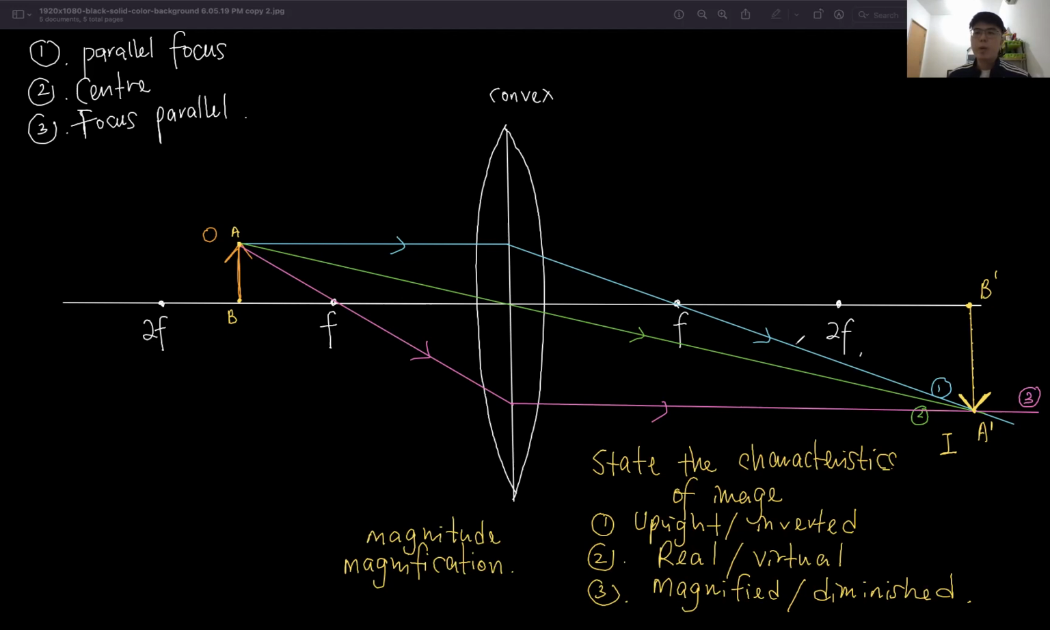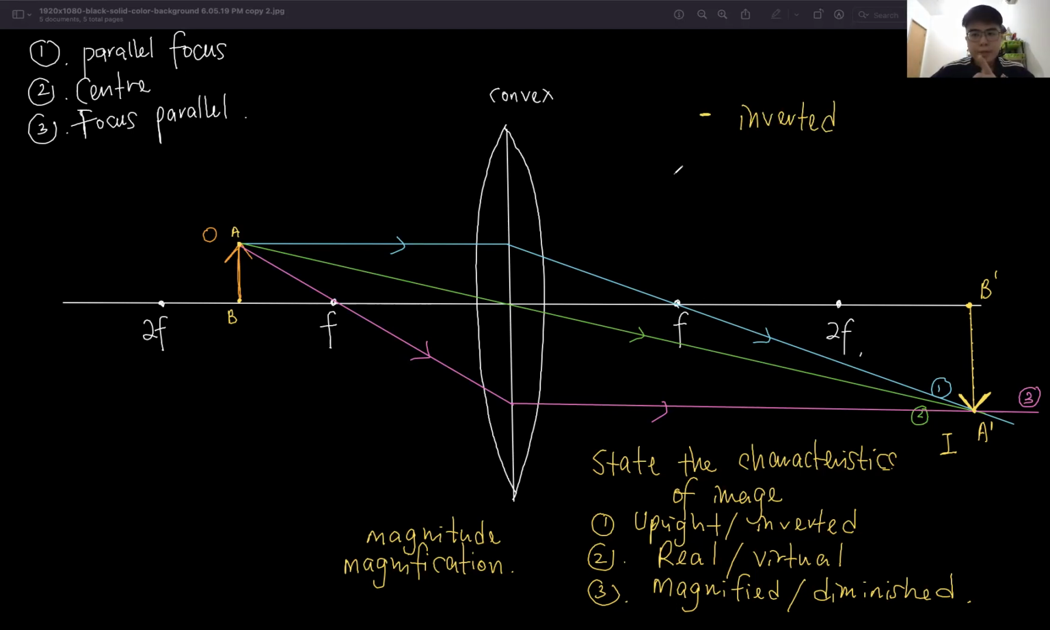Okay, how do we know whether it is upright or inverted? Just look at the diagram. If it's below the principal axis, then it's inverted. So this is inverted. Number 1. Real or virtual?